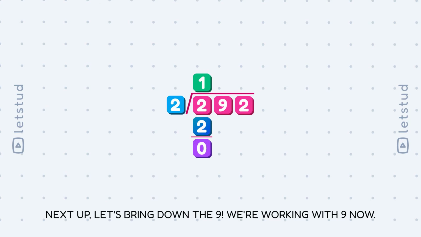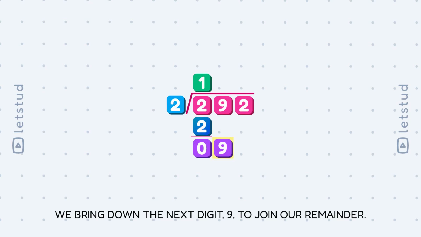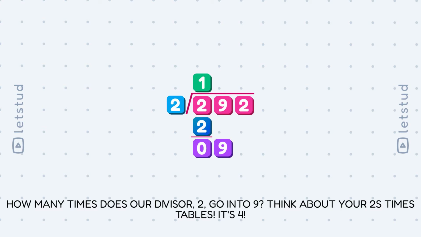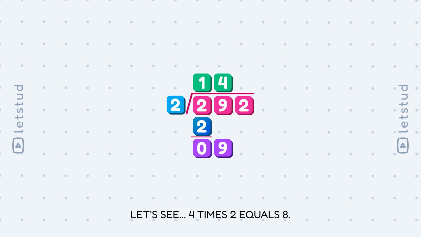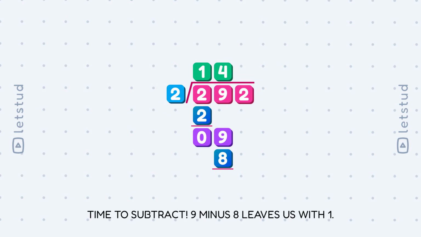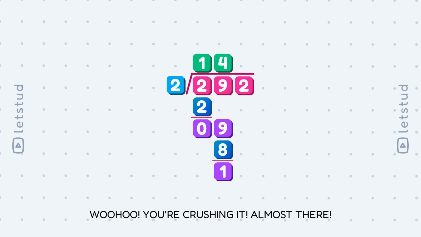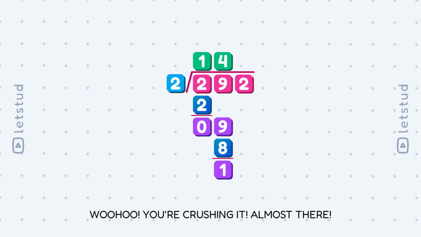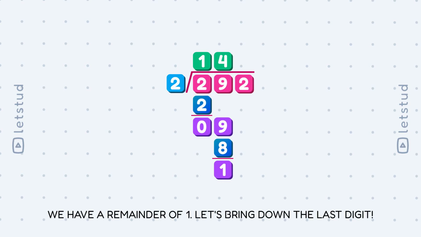Next up, let's bring down the 9, we're working with 9 now. We bring down the next digit 9 to join our remainder. How many times does our divisor 2 go into 9? Think about your 2's times tables, it's 4. Let's see, 4 times 2 equals 8. Time to subtract: 9 minus 8 leaves us with 1. Woohoo, you're crushing it, almost there. We have a remainder of 1, let's bring down the last digit.